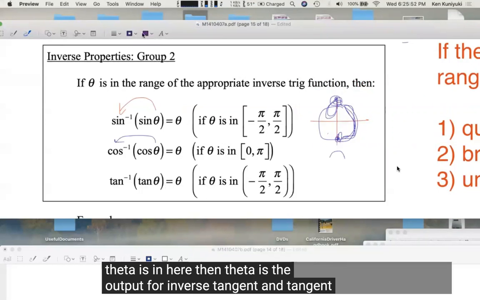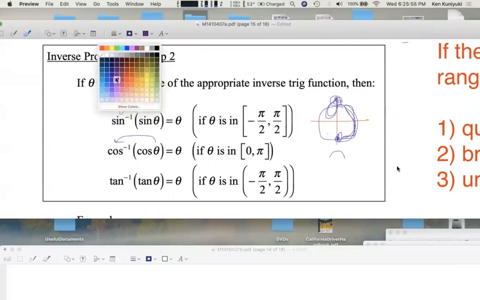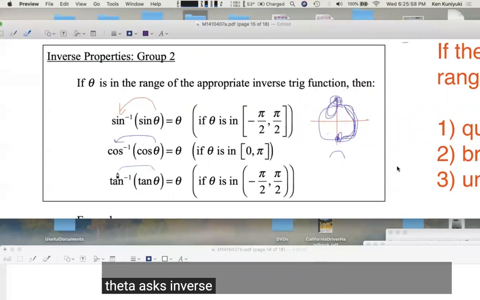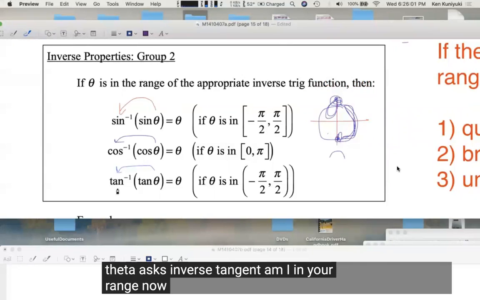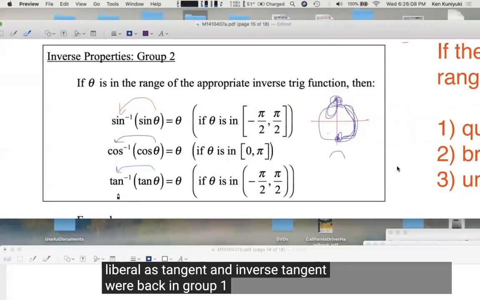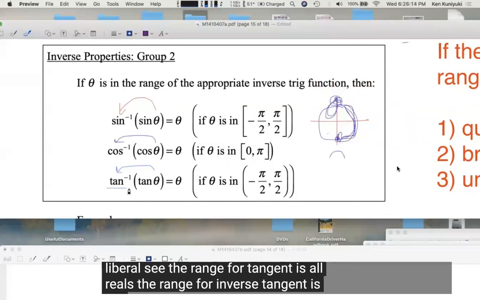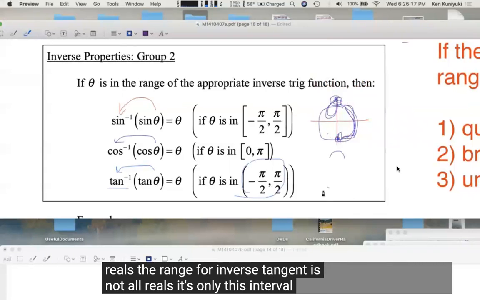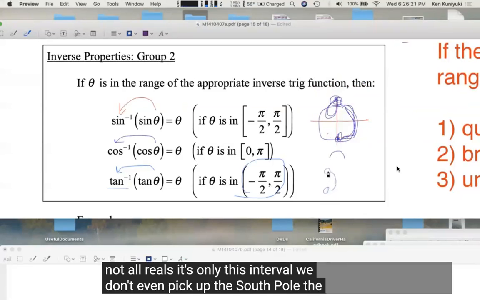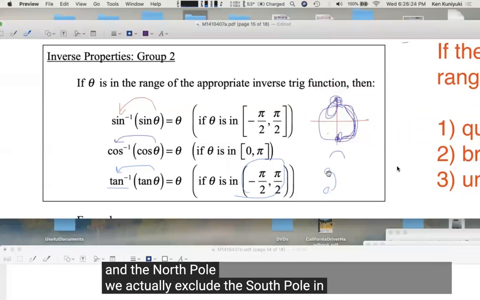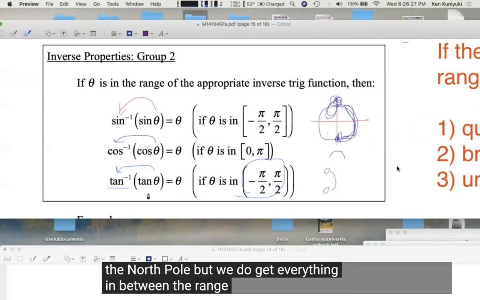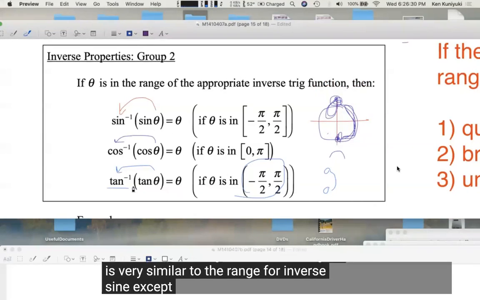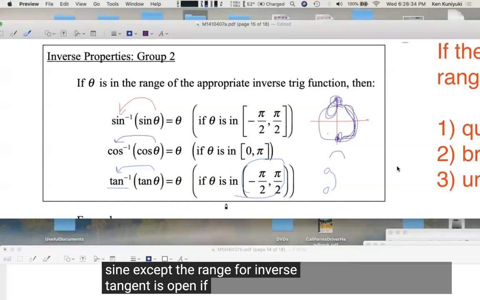For inverse tangent and tangent, theta asks inverse tangent, am I in your range? Now, inverse tangent is not so liberal as tangent and inverse tangent were back in group 1. See, the range for tangent is all reals. The range for inverse tangent is not all reals. It's only this interval. We don't even pick up the South Pole and the North Pole. We actually exclude the South Pole and the North Pole, but we do get everything in between. The range for inverse tangent is very similar to the range for inverse sine, except the range for inverse tangent is open. If theta is in this interval, then theta is spit out.